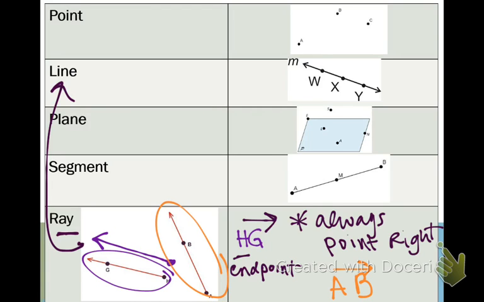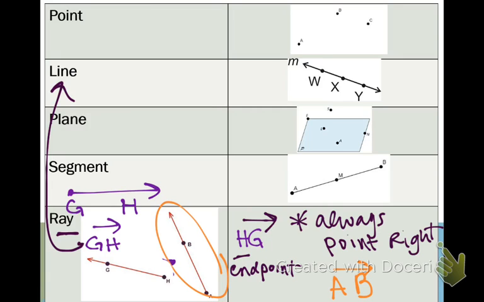So remember that you cannot flip these around. So to name the purple, I can't just say, oh, it's the same thing. Let me give it some room. Oh, it's the same thing as GH, because GH, ray GH, would look like this. G first and H second, which is not what we have. We have H first and G second. So this name would not work for us. The only name for that ray is HG.